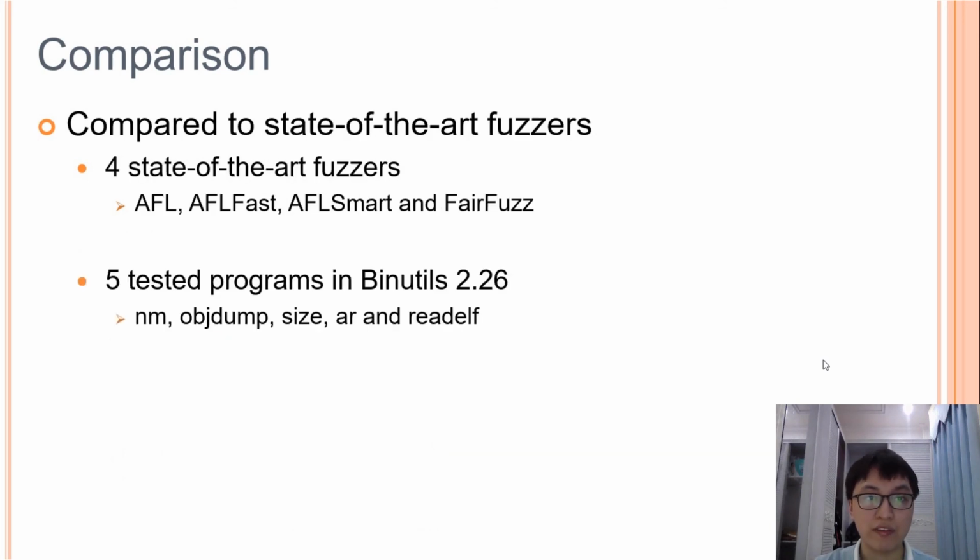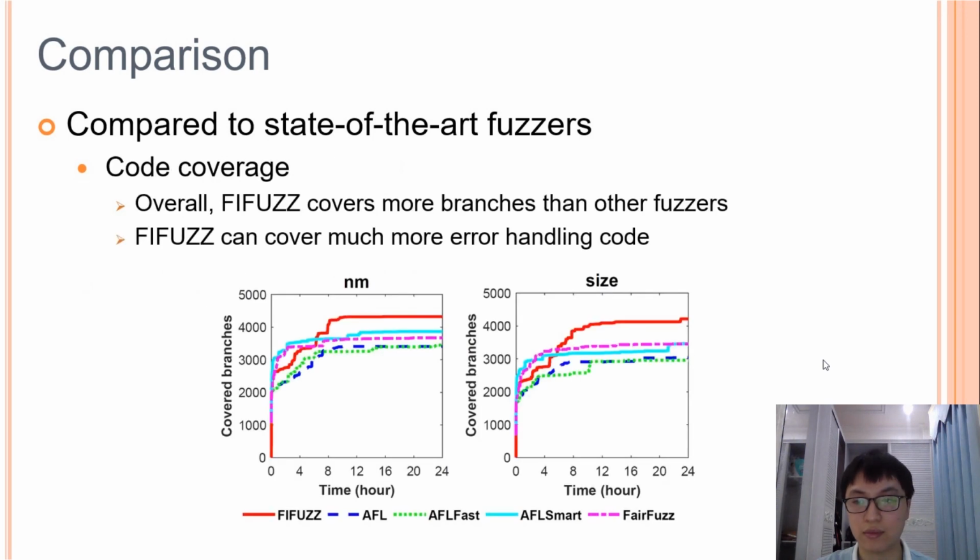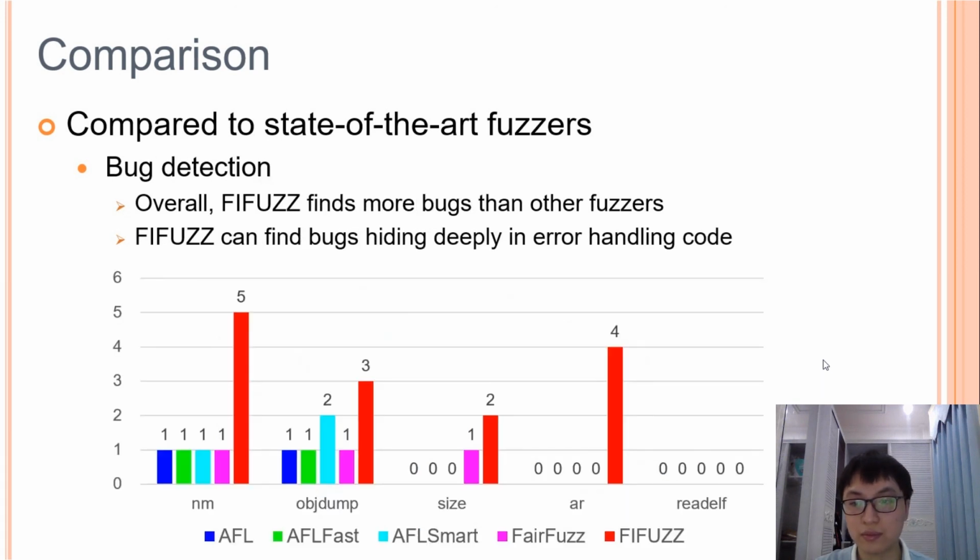We also compare FreeFuzz to 4 state-of-the-art fuzzers. They are AFL, AFL Fast, AFL Smart, and FairFuzz. We selected 5 programs in Unit 2.26. In terms of code coverage, overall FreeFuzz can cover more branches because it can cover many error handling code while other fuzzers can't. In terms of bug detection, FreeFuzz can find more bugs because it can find many bugs hiding deeply in error handling code.